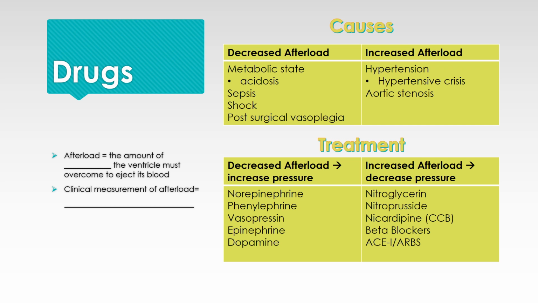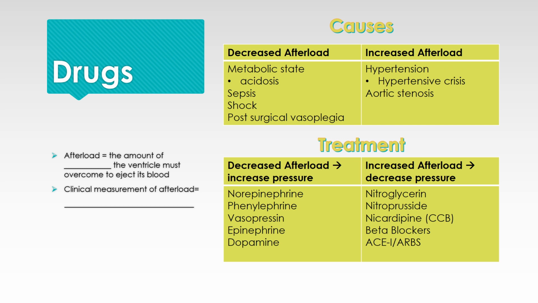So what clinical measurement looks at afterload? That would be systemic vascular resistance, also known as SVR. A normal range for SVR is between 800 and 1200. So if our patient's SVR is less than 800, this patient is more vasodilated. If our patient's SVR is greater than 1200, our patient is more vasoconstricted. So again, let's look at different causes of this.